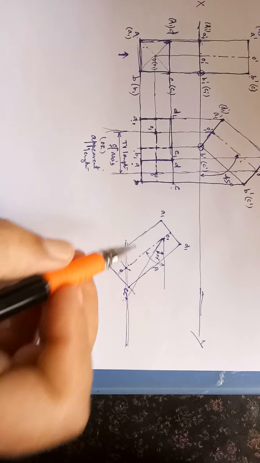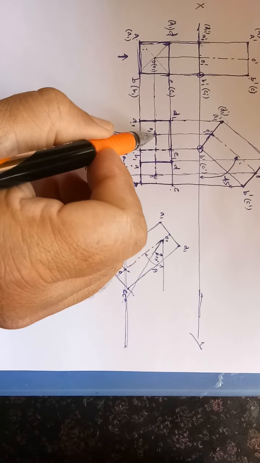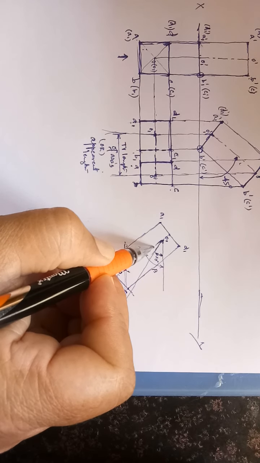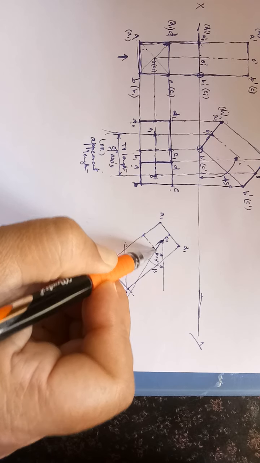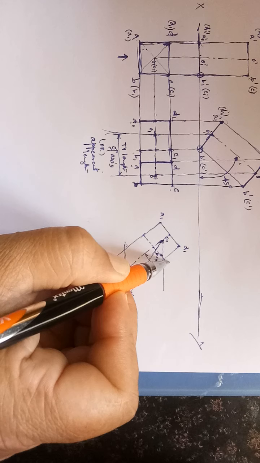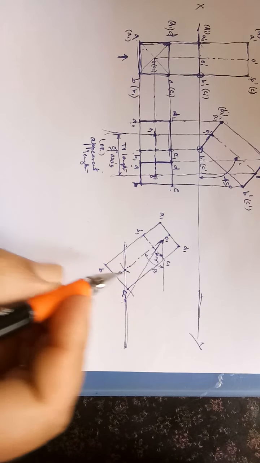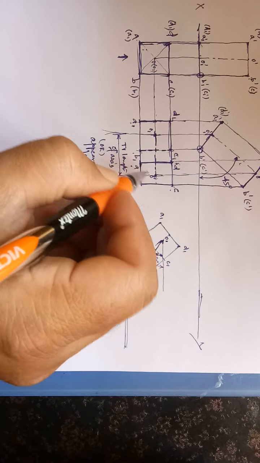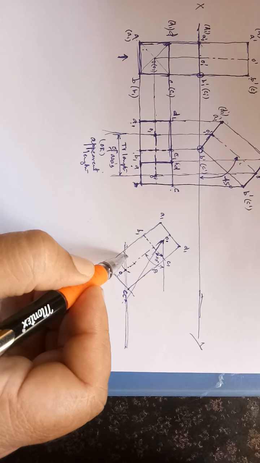Similarly you draw the lines B1 and C1. So measure from O1 this distance, take it here and draw the line B1 and C1. So this is C1 and this is B1. Similarly here draw AD, measure from O and draw AD.